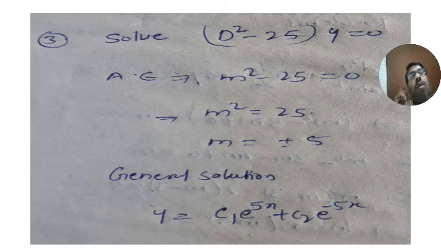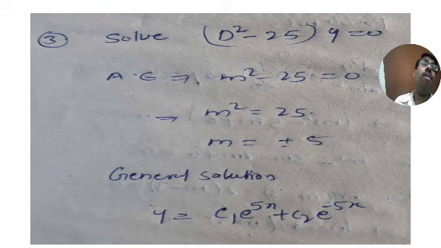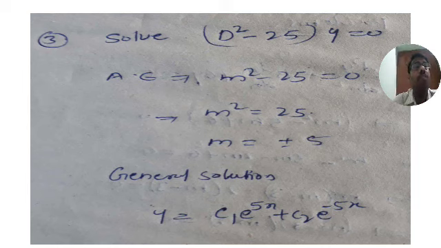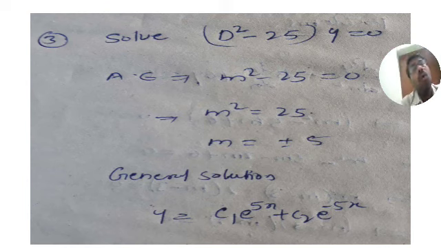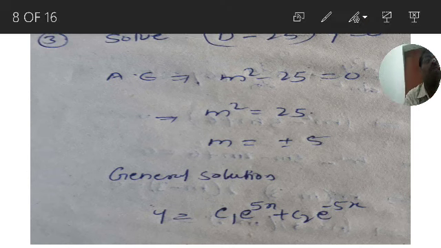The third problem: solve D square minus 25 of y is equal to 0. The given equation is directly in operator form, so there is no need to write an operator form here. D square minus 25 of y is equal to 0. So what is the auxiliary equation? In place of D, you have to write m. So the auxiliary equation is m square minus 25 is equal to 0.